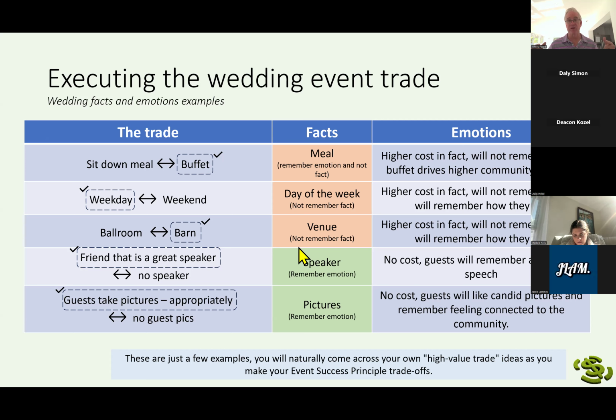So anyway, these are just some examples. But my point really is, once you start thinking about events, and again, using the wedding example here, you're going to come up with your own trades, right? And again, using the definitive choice tool to help you with those trade-offs is really important. So here, these are just a few examples. Okay. All right.